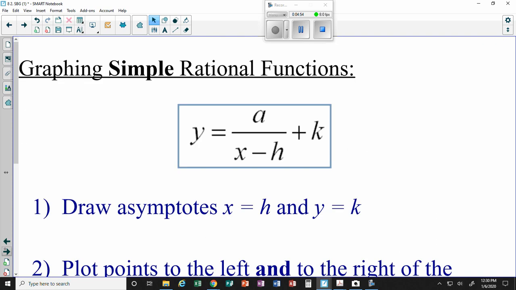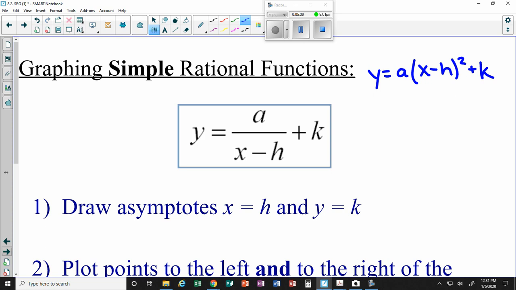Let's look at the first form. The first form is y equals a over x minus h, plus k. This is where all the transformations come from when they're in this form. Hopefully you remember that form. What is that? Vertex form of a quadratic. So let's talk about the transformations of this one. This is the one we've done in the past.